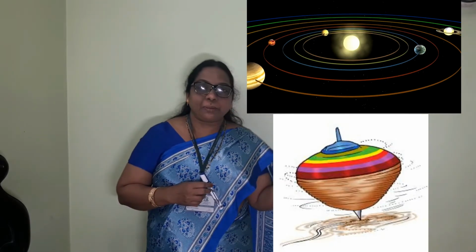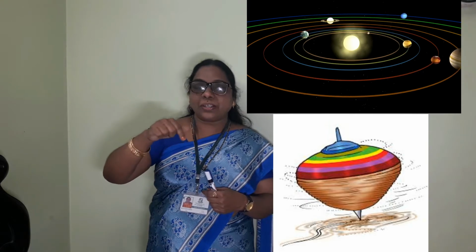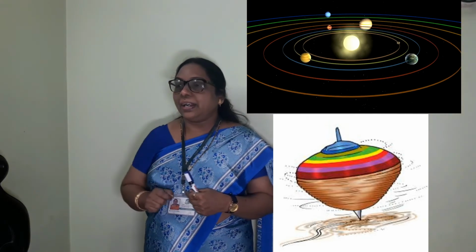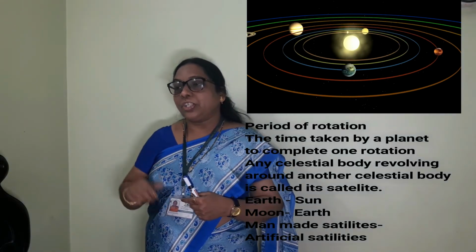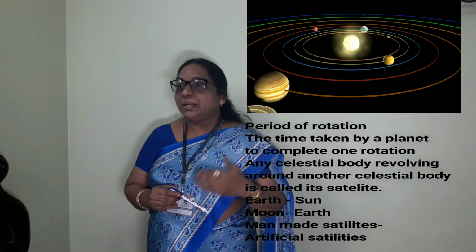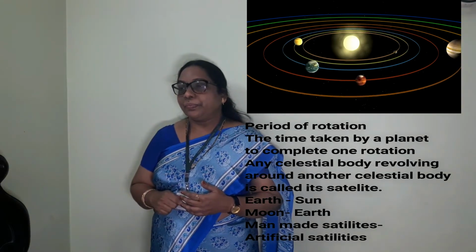Clear, children? Yes. Besides revolving around the sun, a planet also rotates on its own axis. Small children used to play with a top. Look at this picture, how the top rotates on its own axis. Exactly like that, the planet also rotates on its own axis just like a top. The time taken by a planet to complete one rotation is called the period of rotation.